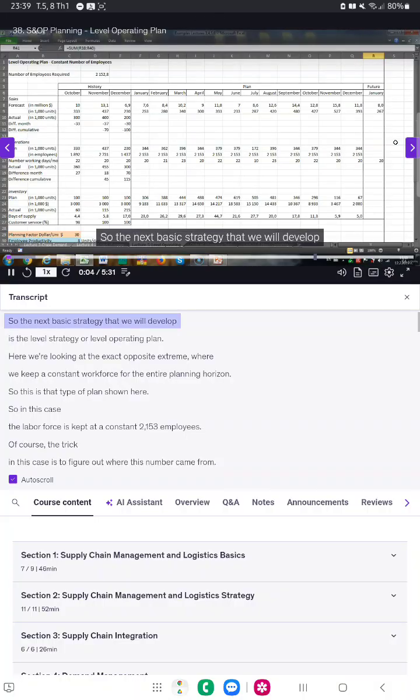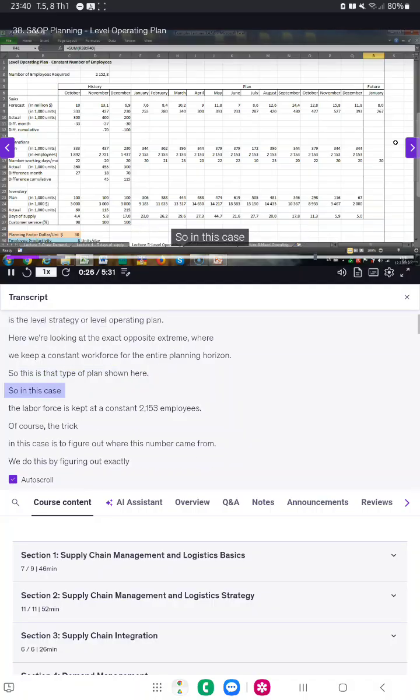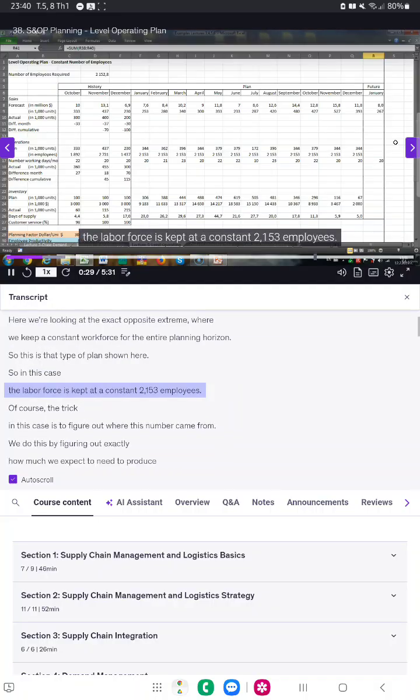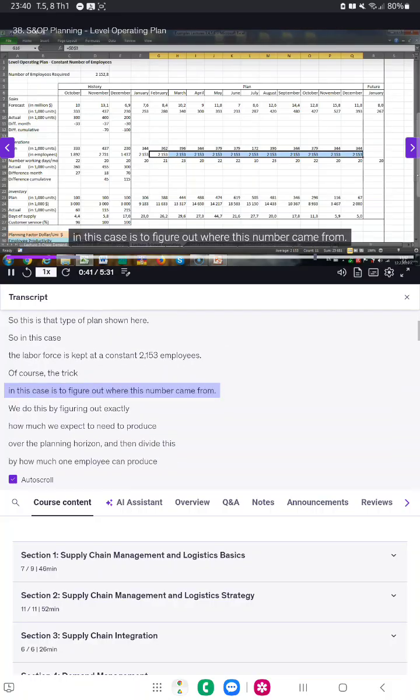So the next basic strategy that we will develop is the level strategy or level operating plan. Here we are looking at the exact opposite extreme, where we keep a constant workforce for the entire planning horizon. So this is that type of plan shown here. In this case, the labor force is kept at a constant 2,153 employees. Of course, the trick in this case is to figure out where this number came from.